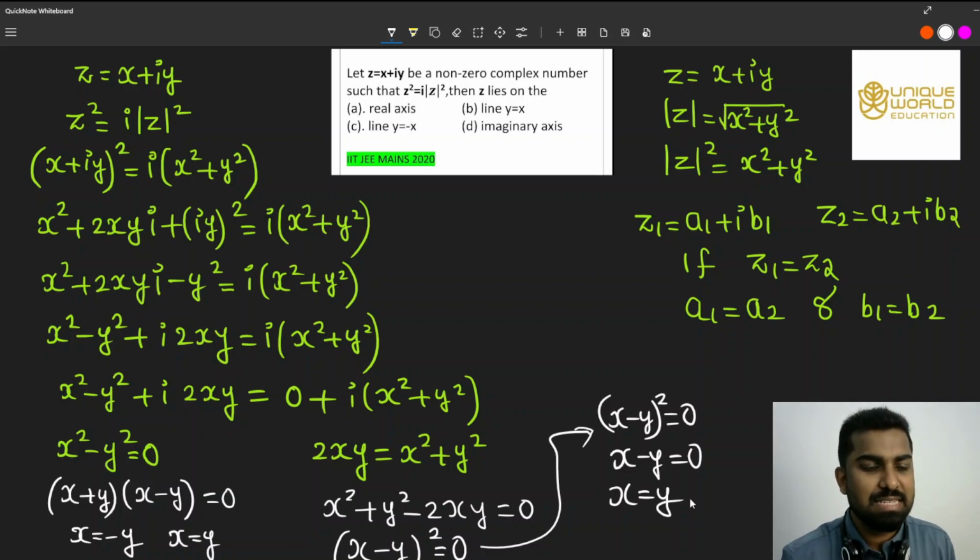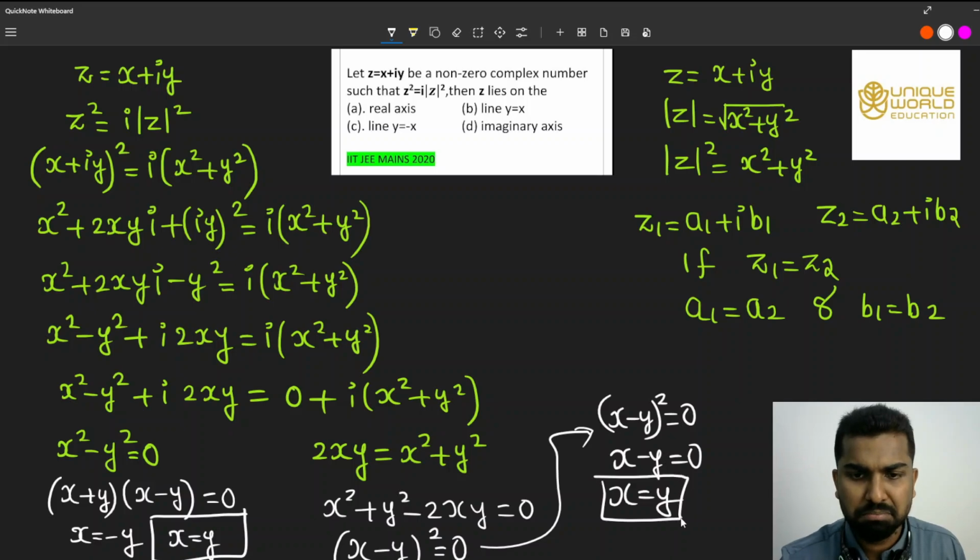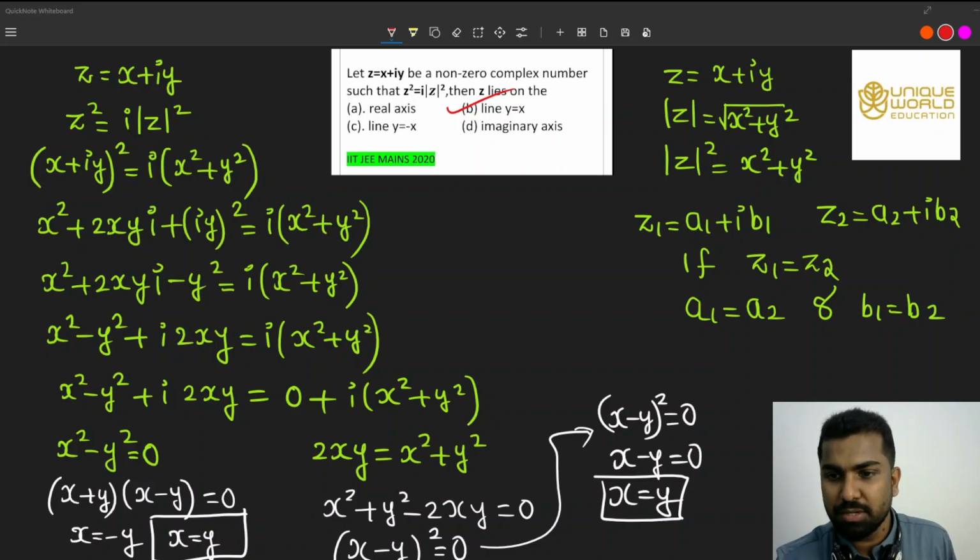So if you are simplifying the real part and also the imaginary part, in both cases you are getting x equal to y. That's all. So this complex number lies on the line y equal to x. Easy question, just simplify, that's all. I hope this question is clear to everyone. We are only using the concept of the modulus of a complex number and the equality of complex numbers.